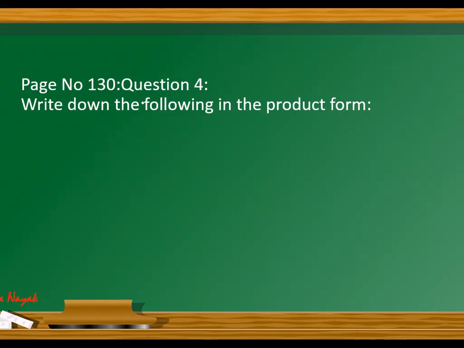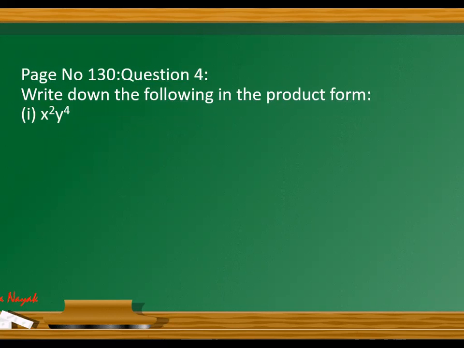Next is question number 4. The question is: write down the following in the product form. Now we'll write the exponential form into product form. First is x squared y power 4. So how much is it? x is multiplied how many times? 2 times. y multiplied how many times? 4 times. Answer.